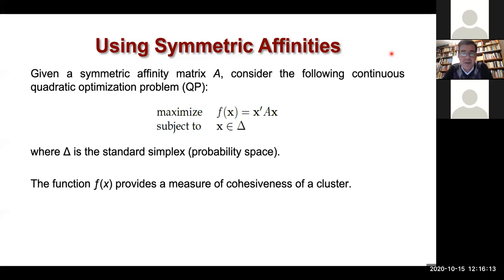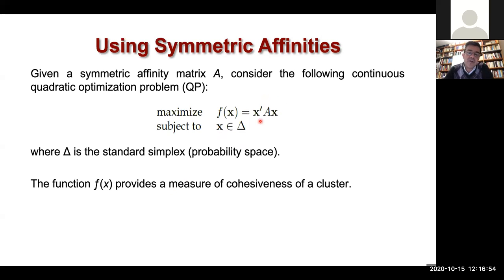Now, let's consider this continuous optimization problem, which is a quadratic optimization problem. Maximize x transpose Ax subject to the simplex constraint. This delta over here is the standard simplex, or if you like, a probability space, which is the set of all the vectors x such that all the components are non-negative and they sum up to 1. Of course, the dimensionality of this space, the number of components of this vector, is exactly the number of vertices in the graph. So if n is the number of vertices in the graph, this is a vector of n components.